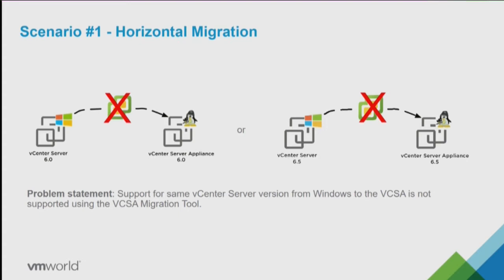And so this is the reason that the utility cannot support a horizontal migration, where I'm going from a Windows 6.0 environment to a 6.0 VCSA, or from a Windows 6.5 environment over to the VCSA 6.5. So by a show of hands, who here is in a situation where they need to do horizontal migration? Okay. Maybe a dozen or so hands. Okay. Not too many.